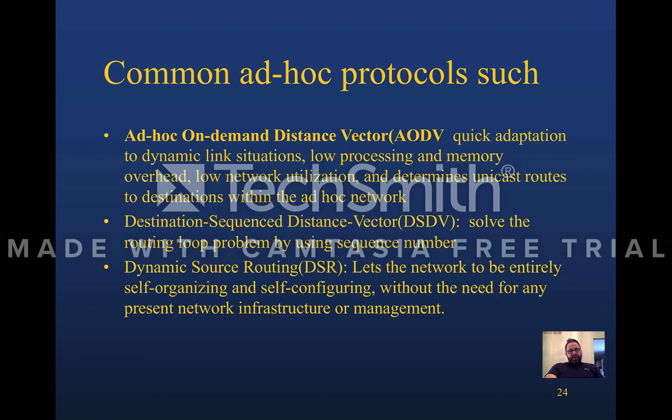We have another type of protocol, ad hoc on-demand distance vector. It offers quick adaptation to dynamic link conditions, low processing and memory overhead, low network utilization, and determines unicast routes to destinations within the ad hoc network. This is used to choose the best route the network can use. We have destination-sequenced distance vector, which solves the routing loop problem by using sequence numbers. And we have dynamic source routing, which lets the network be entirely self-organized and self-configured.